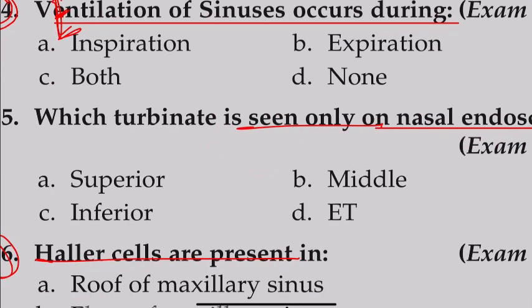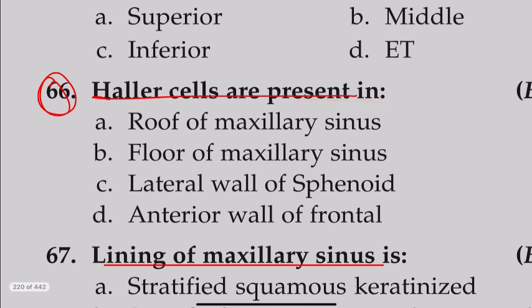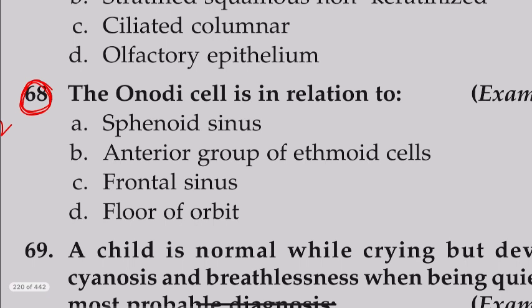We already said it, that is the superior. Where are Haller cells present? We already said it, in the roof of the maxillary sinus, or the orbital floor, same thing. The lining of the maxillary sinus, we already said, is ciliated columnar. The Onodi cells are in relation to, we already said, where are they present?